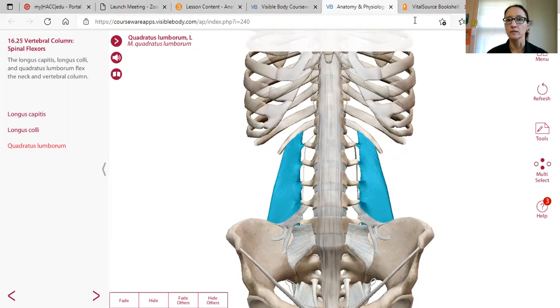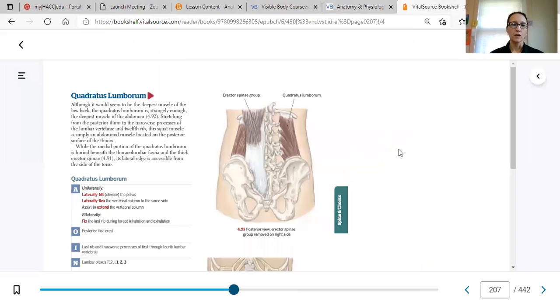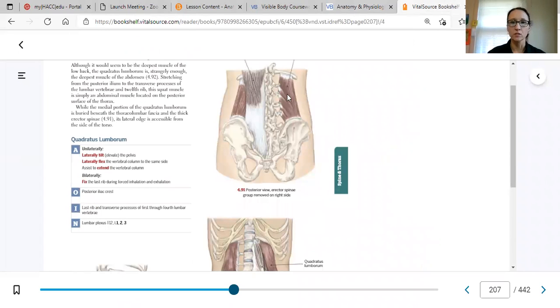So let's go right into the book here. So here's Quadratus lumborum in your book. This is page 207. This is QL right here. This is the erector spinae group, okay? Quadratus lumborum is either the deepest muscle of the abdomen or the deepest muscle of the low back, whichever you prefer. It doesn't really matter.